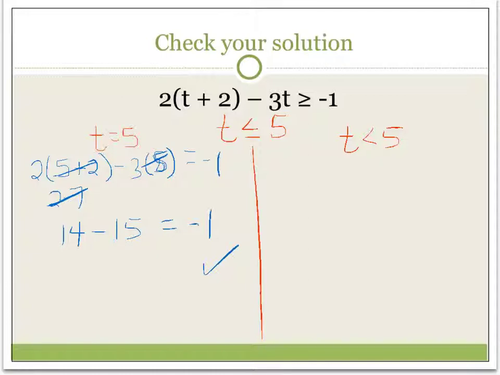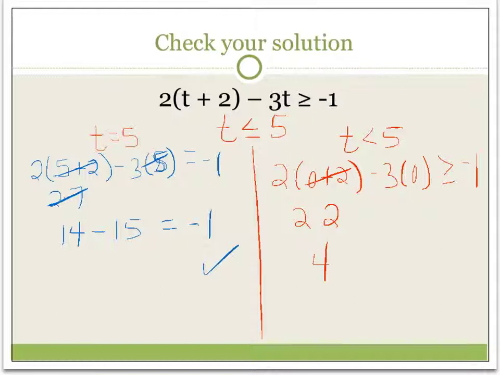Because 0 is less than 5, I can plug 0 in, and I would get the inequality to look like 2 times (0 plus 2), minus 3 times 0 is greater than or equal to -1, and that's what we want to check. And when we simplify this, 0 plus 2 is 2. 2 times 2 is 4. And 3 times 0 is 0. And when we subtract 0 from 4, we want to check, is it greater than or equal to -1? So is 4 greater than or equal to -1? And we would say yes, it is.